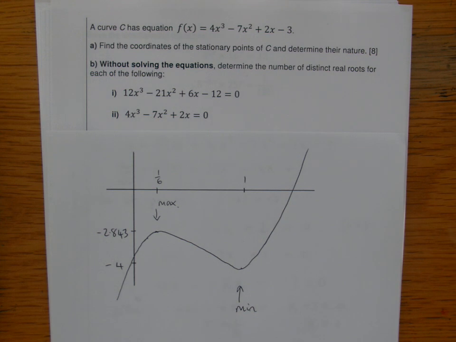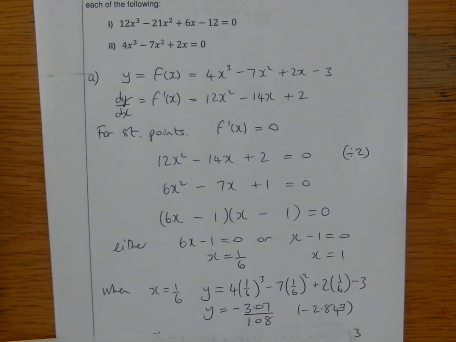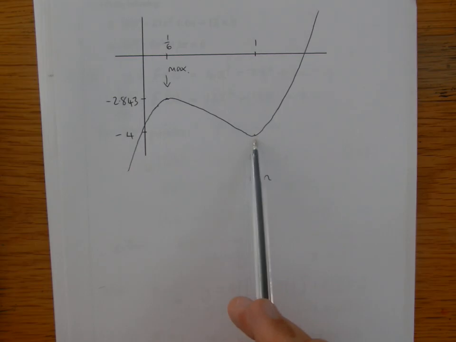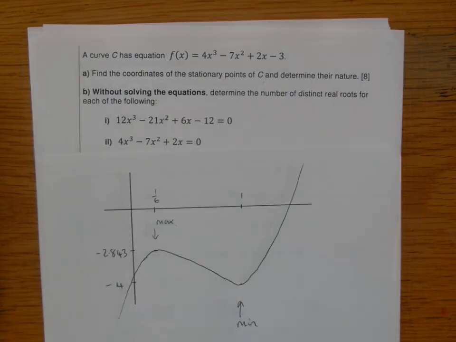Okay, so part B, it helps actually to sketch the graph, so we know where the turning points are. We know the maximum is at x = 1/6, and of course y was, I think it was, let's go back there, minus 307 over 108, which works out to be that decimal there. So that's the maximum, and then of course the minimum was (1, -4). So it really does help to sketch it when it comes to part B.